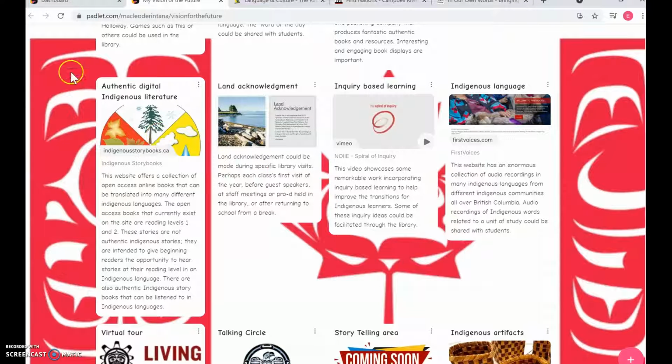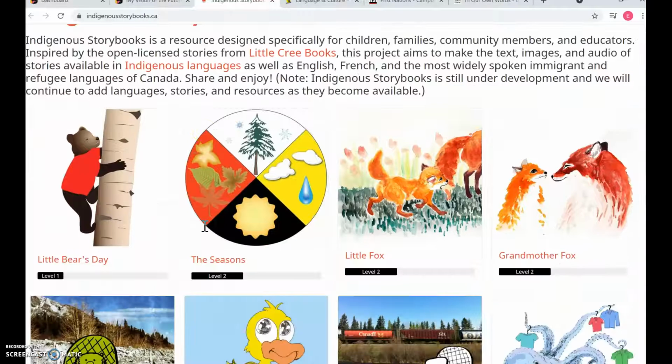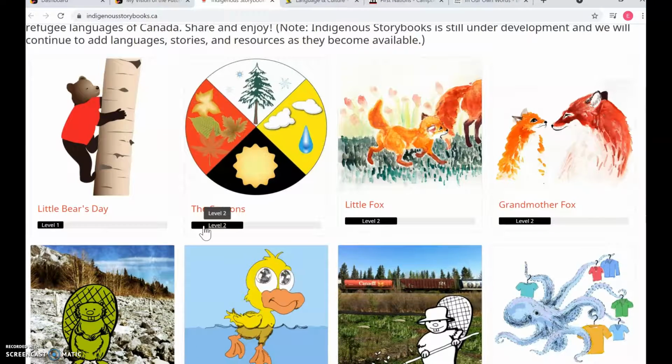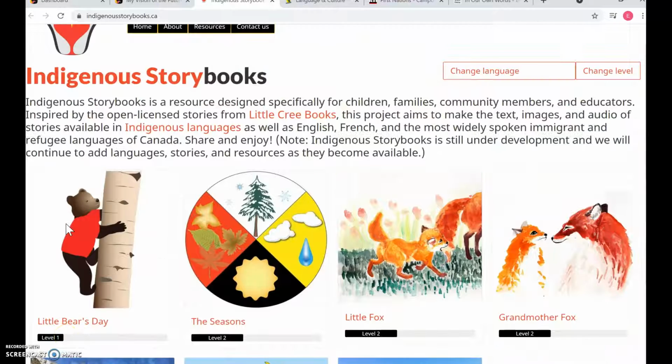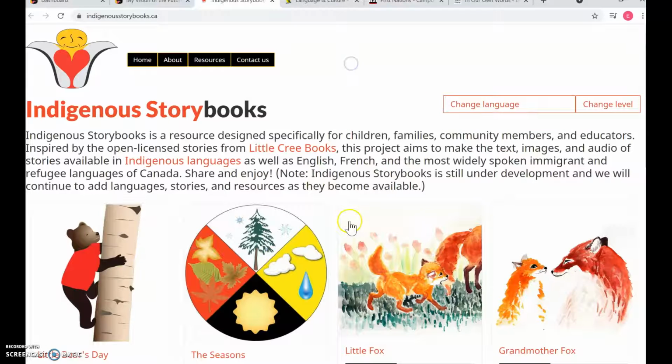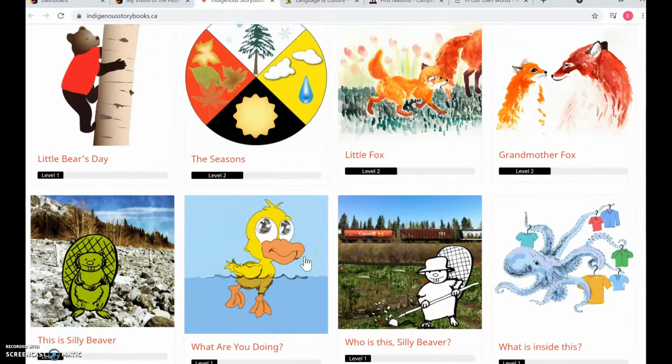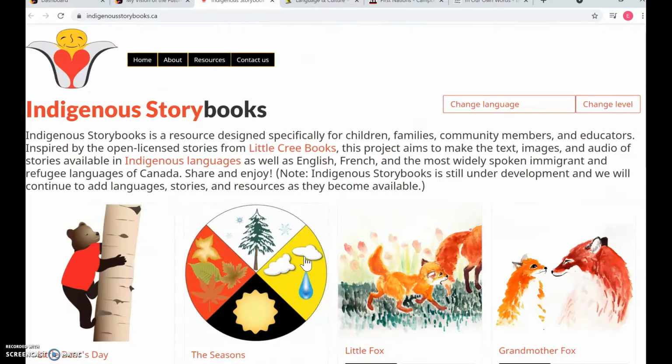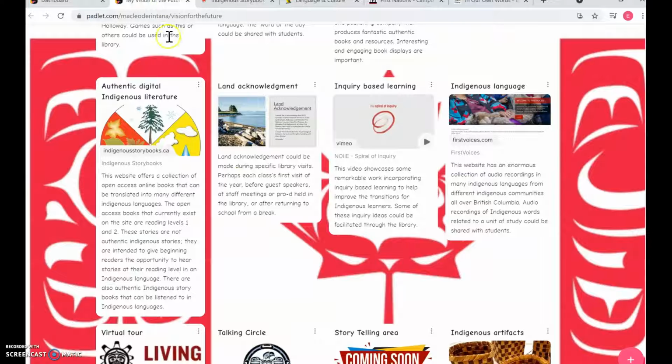You can also find authentic digital Indigenous literature on indigenousstorybooks.ca, and this is really neat because you can hear early reading levels being read in different Indigenous languages. You choose your language and then you choose the story, and it reads it in that Indigenous language. On this website, there's also authentic Indigenous literature that you can access online.